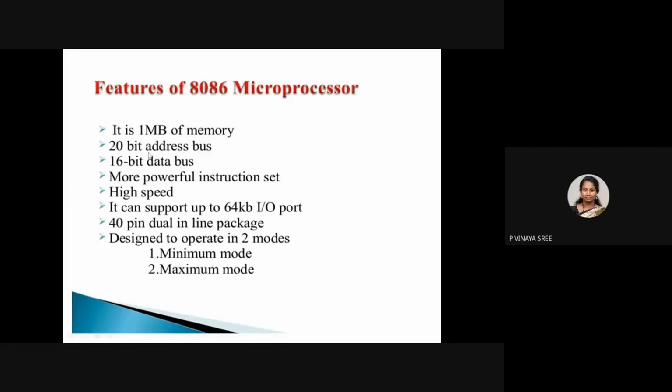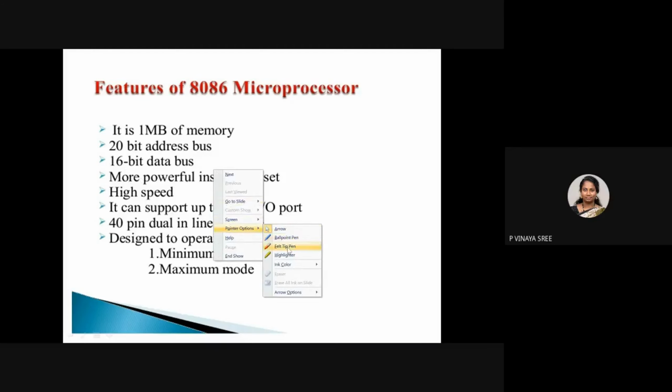So we know that the 8086 microprocessor has 1 MB of memory. Means what? In order to access it, we have 2 power 20, which is 1 MB. So to go to a particular location, we have to use a 20-bit address bus, and the data is 16 bits. This we discussed.